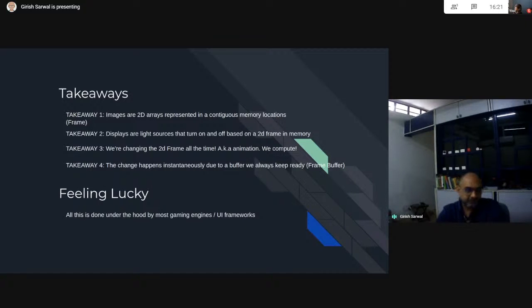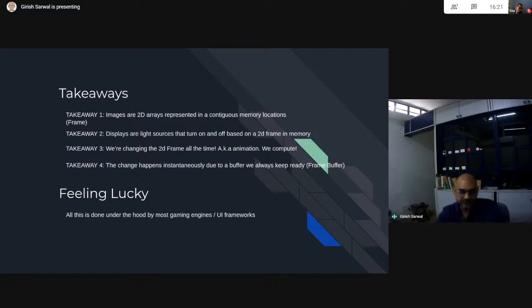So really, our takeaway from this entire thing is that the first thing we'll need to understand is that images are essentially nothing but 2D arrays represented in a contiguous memory location, which we lovingly call a frame. Displays are nothing but light sources that turn on and off based on a 2D frame in memory. So you have multiple 2D frames in memory, and there is a component in your system that's responsible for flipping them around. All you're doing is writing to that 2D frame, and that 2D frame gets slammed on the front, and then another 2D frame gets slammed on the front, and that's how animation happens. So we are really changing the 2D frame all the time, which is also known as an animation.